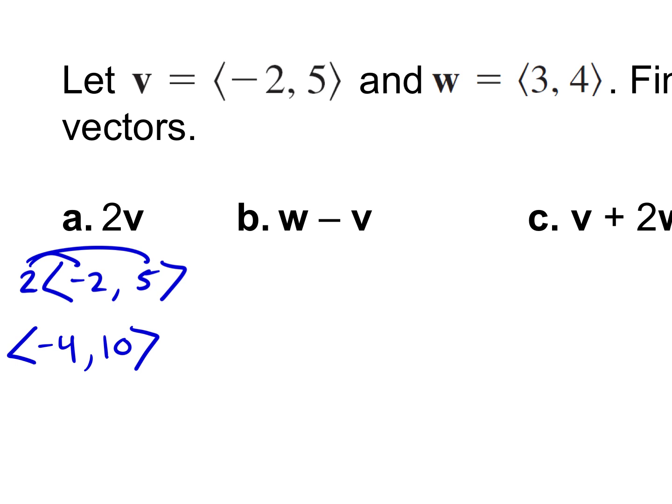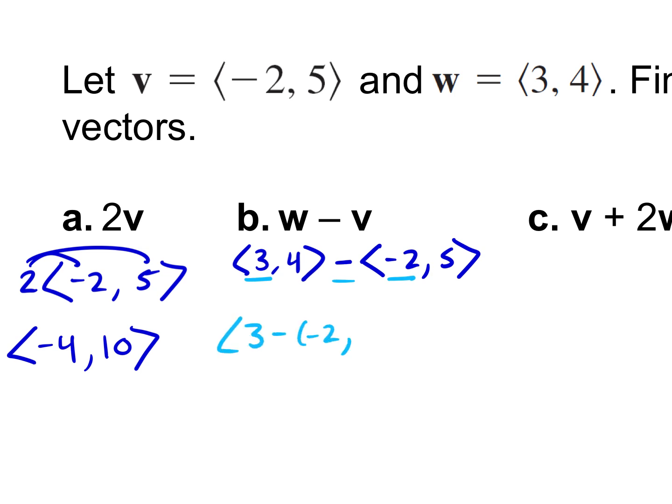For w minus v, I start with vector w, which is 3, 4, minus vector v, which is -2, 5. So we do the first number minus the first number. So 3 minus -2. And then the second number minus the second number. So 4 minus 5. What's 3 minus -2? 5. And 4 minus 5? -1. So our vector would be 5, -1.